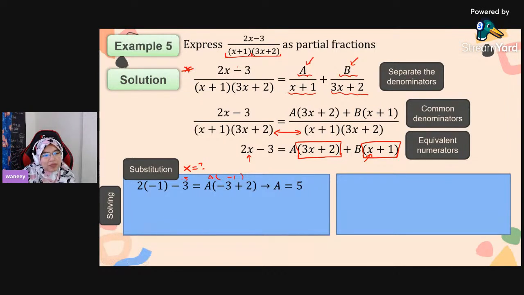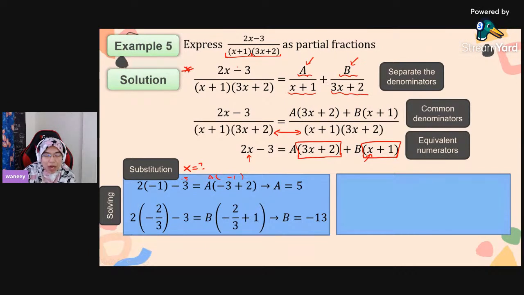Okay, so now I substitute with -1 and I have the value for A, which is 5. And then the second one, I substitute with -2/3. Just in case you couldn't see why I substitute with -2/3, it is because if I substitute x with -2/3, A will be times 0. That is my aim. After I do that, I can see that the value for B is equal to -13.